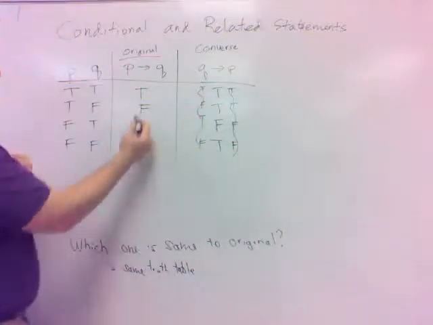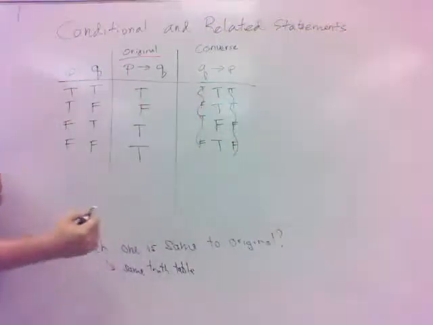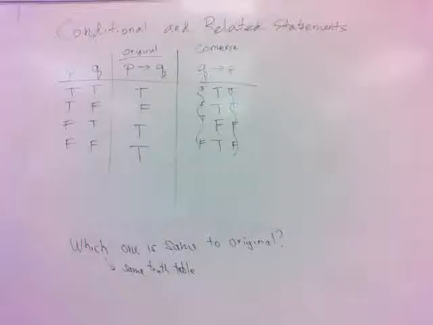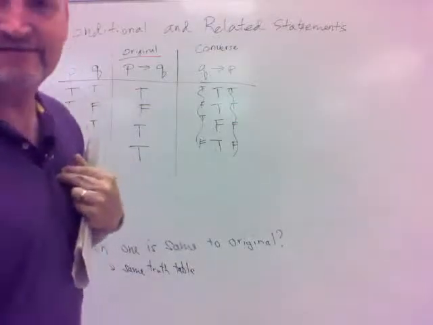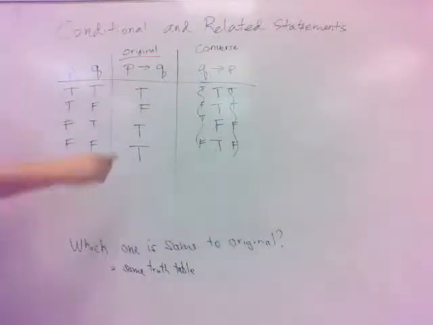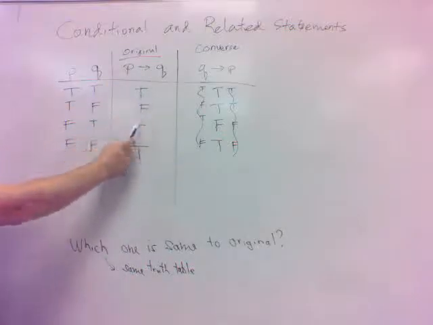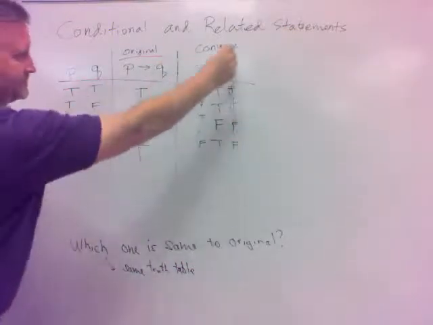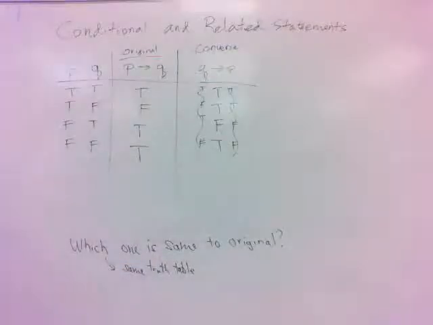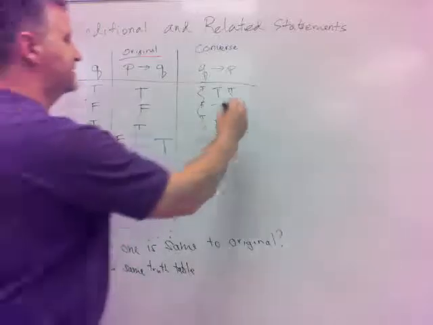Does that match up? Almost, but not quite. We're trying to match the original exactly. So it's got to be TFTT. This is TTFT. No, not a match. It has 3 trues and a false, but they're in a little different order, aren't they? They need to be exactly the same order. So the converse is not equivalent.